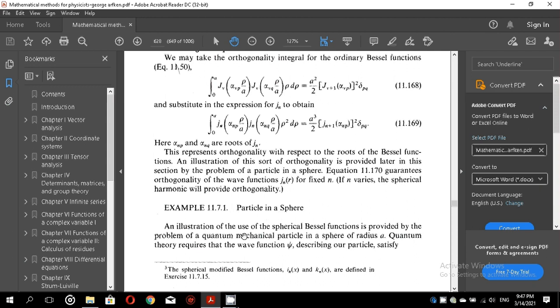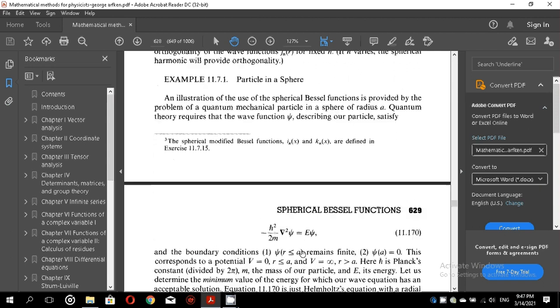An illustration of the use of the spherical Bessel function is provided by the problem of a quantum mechanical particle in a sphere of radius a. Quantum theory requires that the wave function psi describing our particle should satisfy this equation and the boundary conditions. First boundary condition, that the wave function for r less than or equal to a remains finite, and the wave function at r equal to a must be 0, because the particle is contained in a sphere.